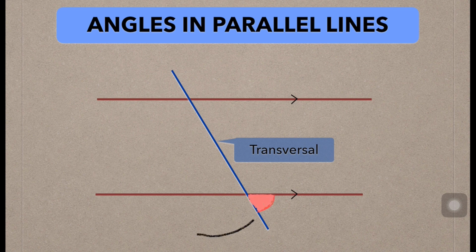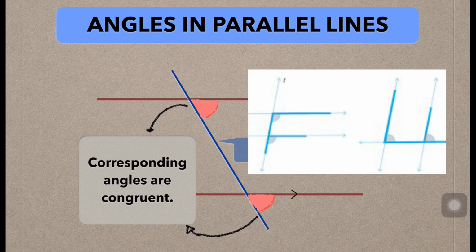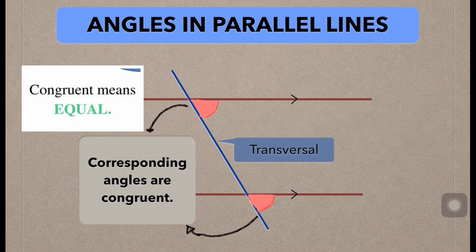Now look at these angles that are being shaded. The ones on the other side also form a letter F. They are considered corresponding angles, and corresponding angles are congruent, remember.